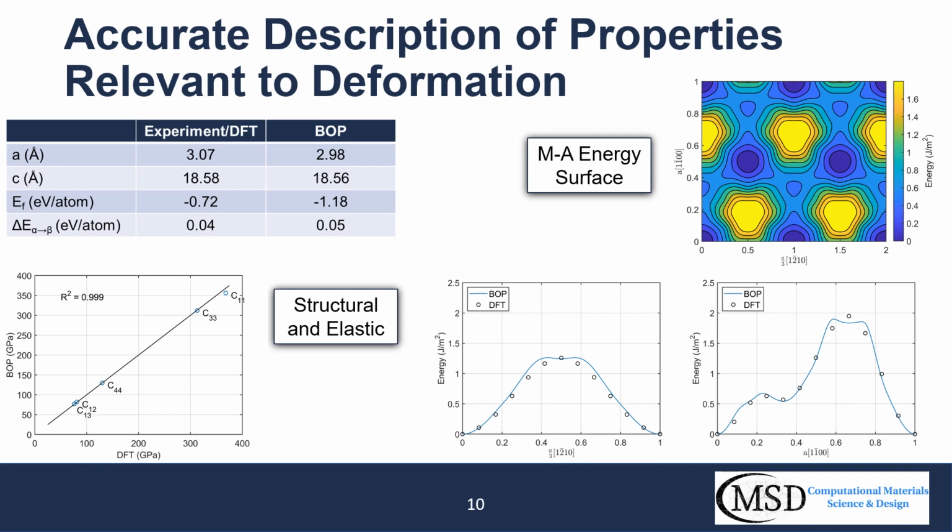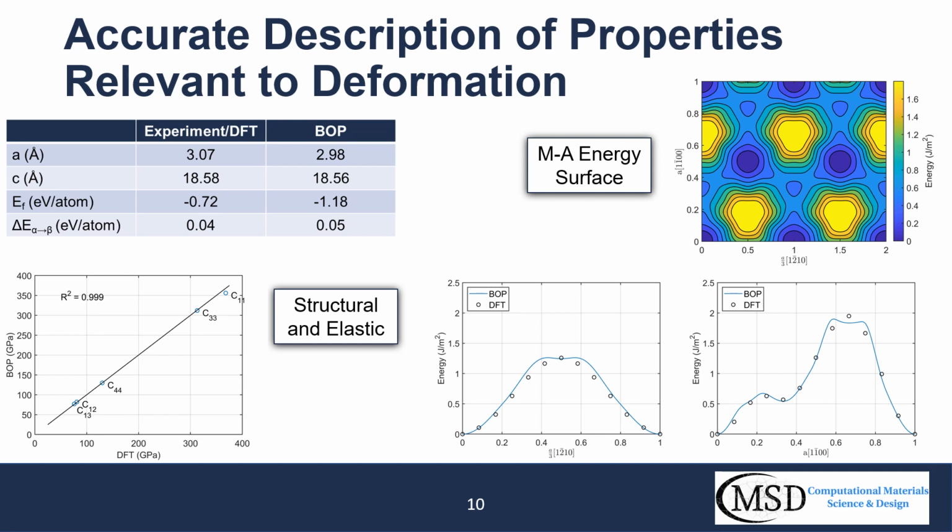Here are just a few select properties of the MAX phase to sort of prove that this potential we've developed is correctly modeling the MAX phase. And the table there just shows structural properties, lattice constants, formation energy, energy transitions, and all of the values from the bond order potential are relatively close to those from experiment and quantum mechanical calculations.